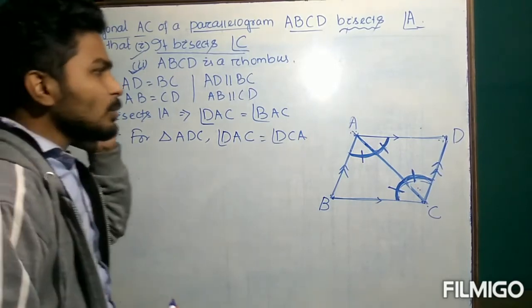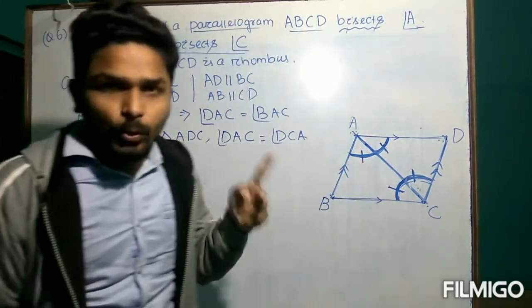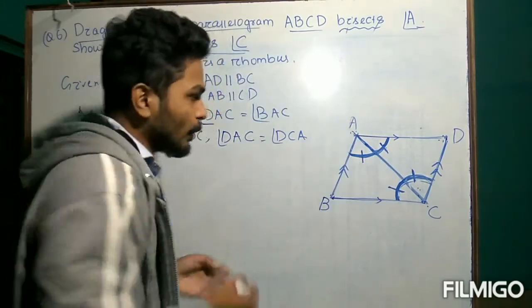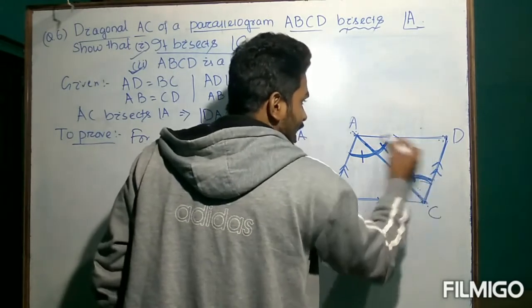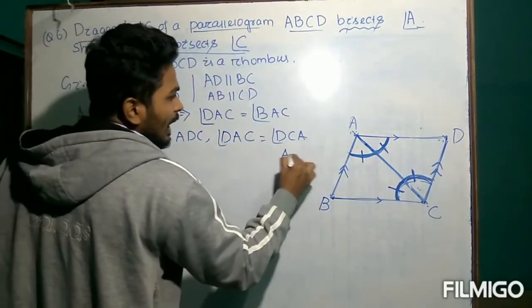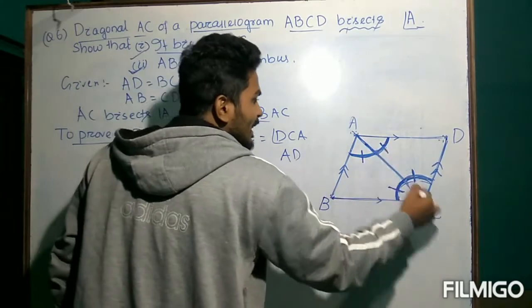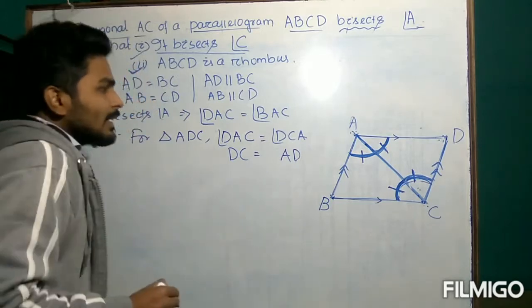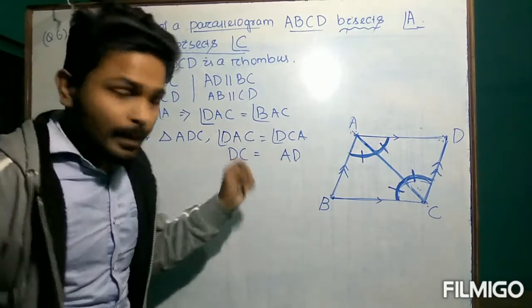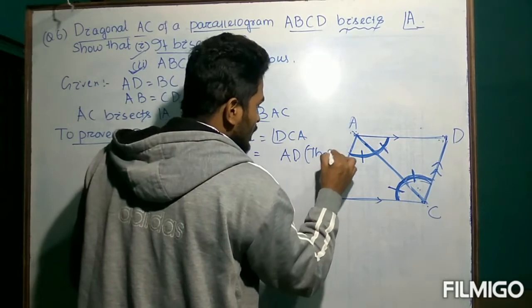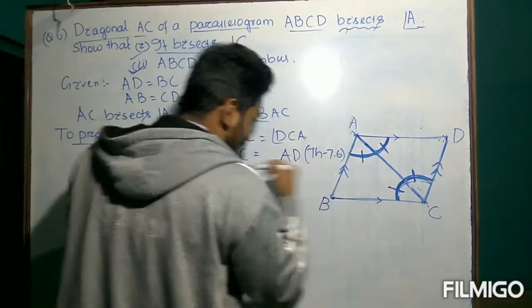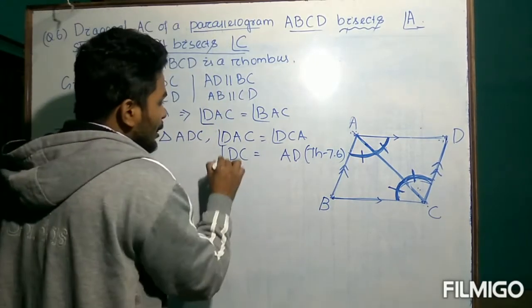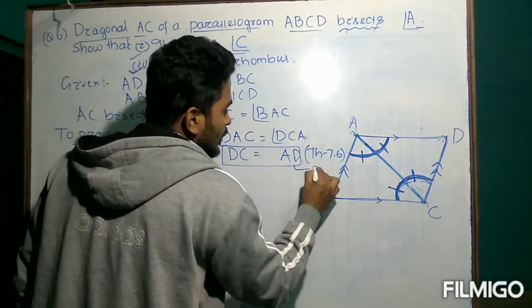And you know, if any two angles in a triangle are equal, then their opposite sides must be equal. So the opposite side of this angle is AD, right? And the opposite side of angle DAC is DC. So we can write DC is equal to AD. So if any two angles are equal, their opposite sides must be equal. It is, I think, theorem number 7.6. Suppose this is our equation number 1.